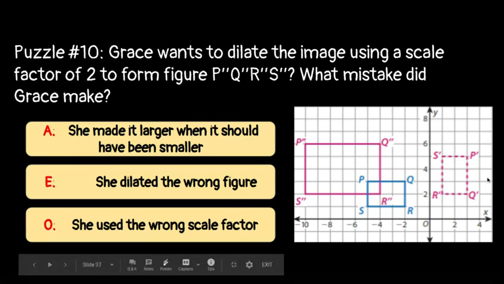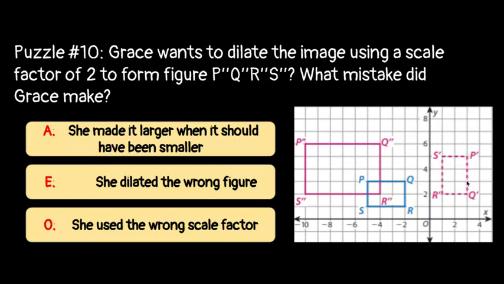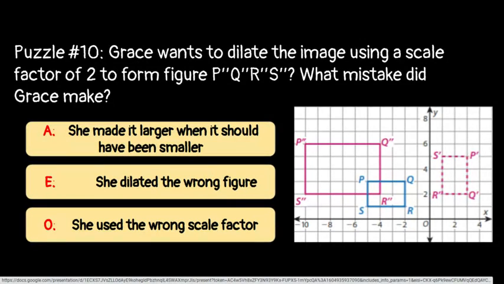So we can see that Grace actually dilated her original image by a scale factor of 2 when she should have been dilating our new image, our P prime, Q prime, R prime, S prime. So remember, we are doing a sequence of transformations. So she's dilating this figure, not our original figure, which means our answer is actually E, that she dilated the wrong figure.